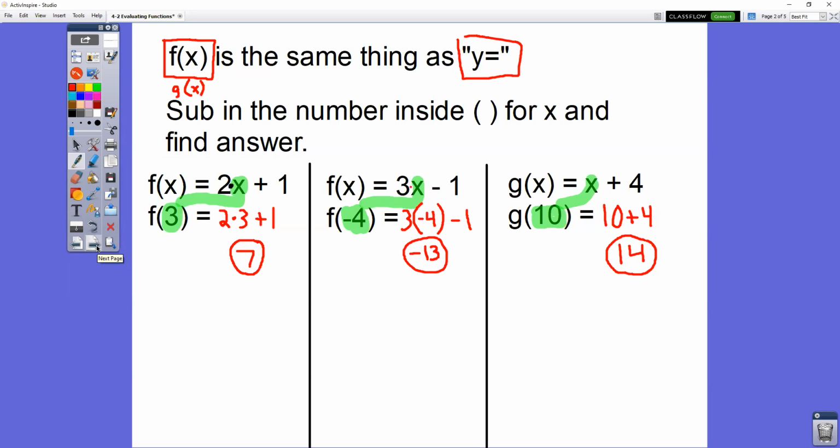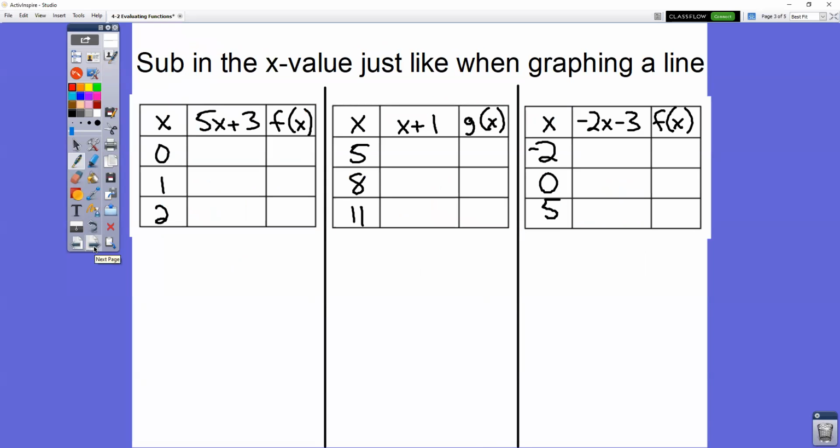Let's take a look at the second type of question that you're going to have today. Now, the second type of question should look very, very familiar to you. Back in chapter 3, when we were graphing lines, you had tables that looked just like these. You had your x values of 0, 1, and 2. You had to take and sub those numbers in for x, just like we're going to do. But then you had a y column.